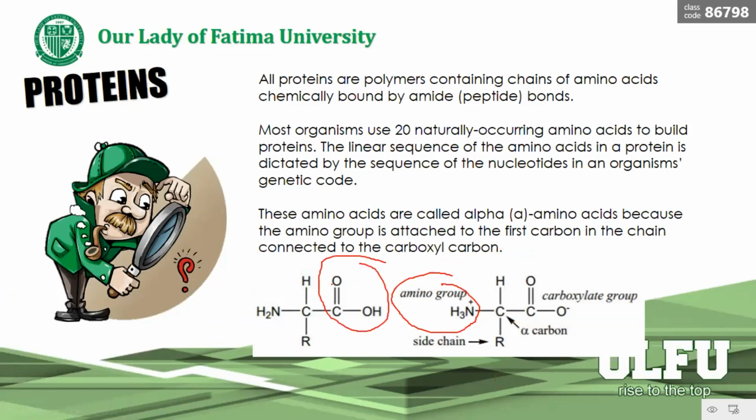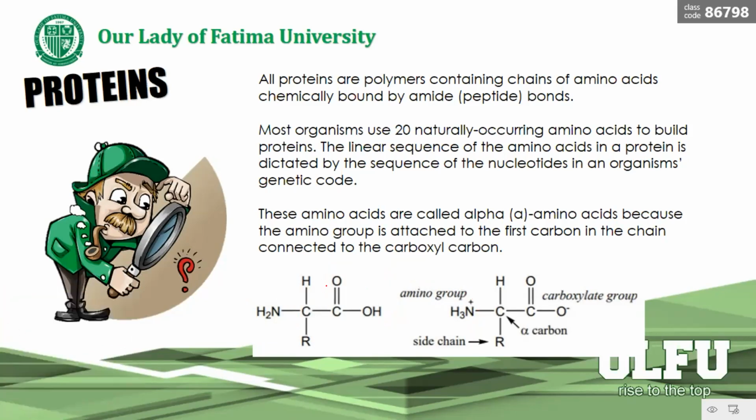Diba? Parang sa lipids, meron tayo sa lipids na ganitong portion. So this portion is the carboxylic acid. So amino, when we see NH2 or NH3, we call that the amino functional group. And it is connected to a carboxylic acid. That's why we call these amino acids.